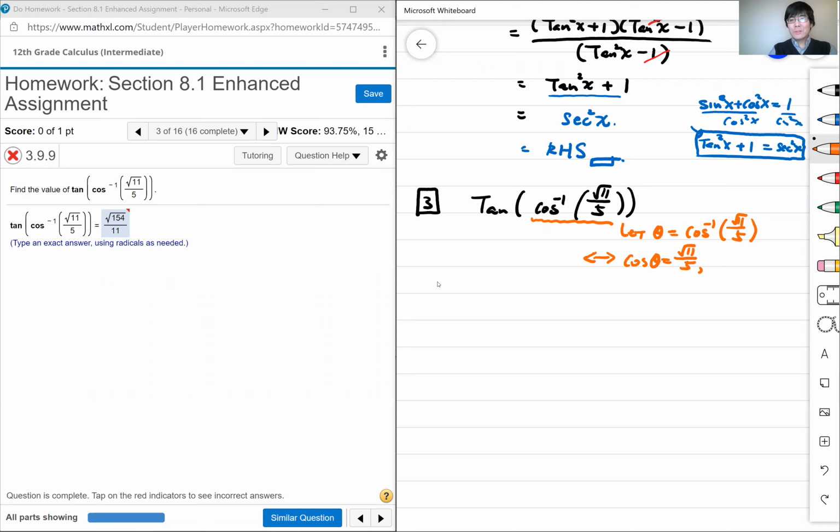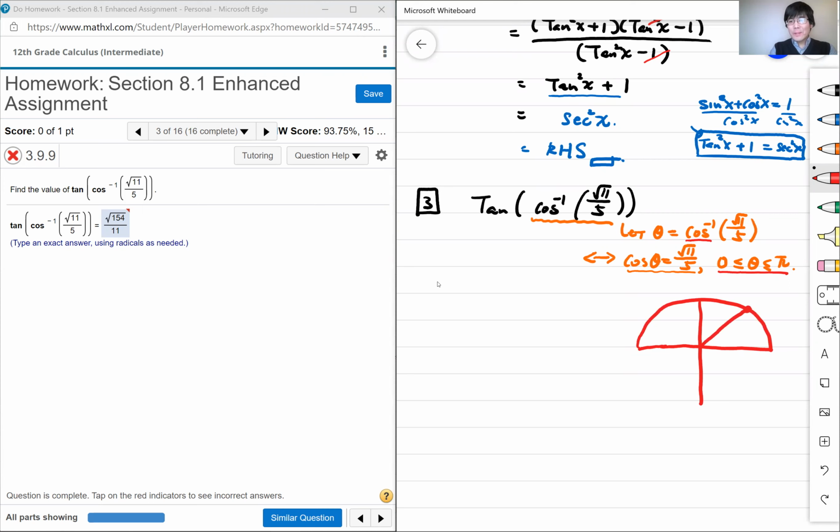And at the same time, there's a restriction on the domain. Theta is between 0 and pi. Okay. There are many angles satisfying this equation. But the arc cosine will limit the answer to this domain. Okay. Well, because cosine is positive, it must be in the first quadrant rather than the second quadrant.